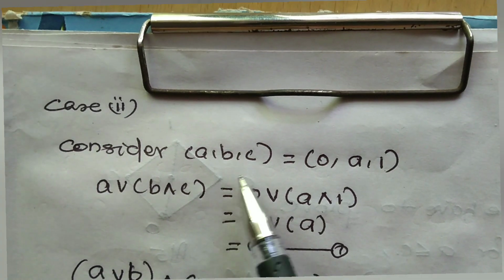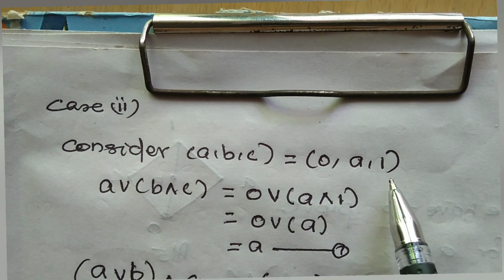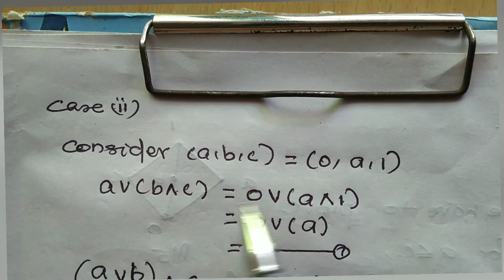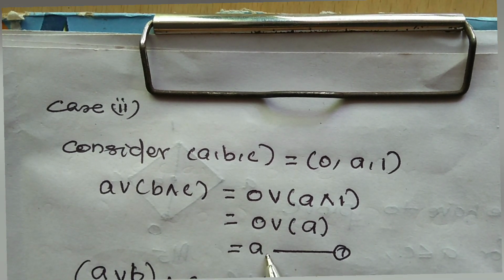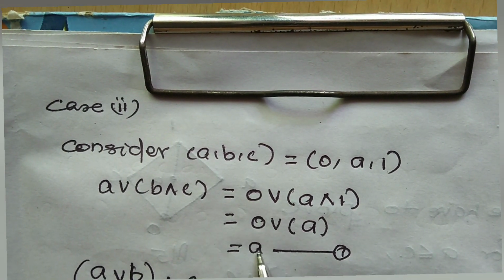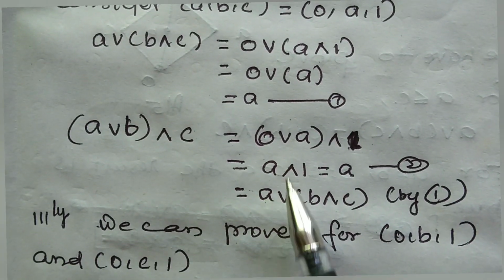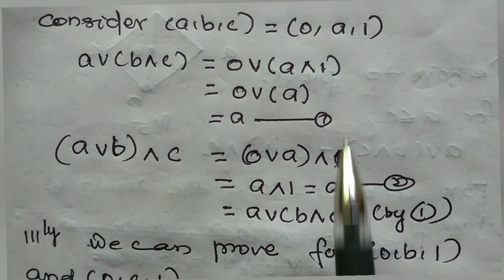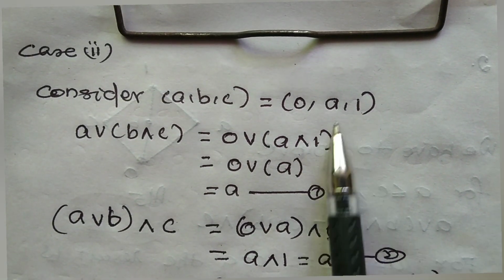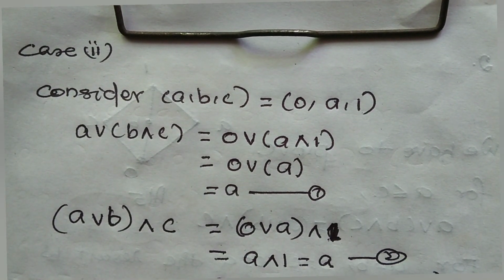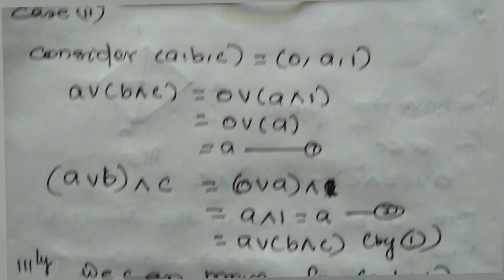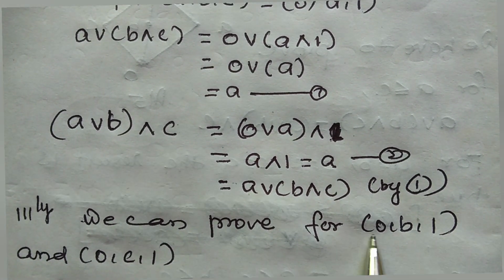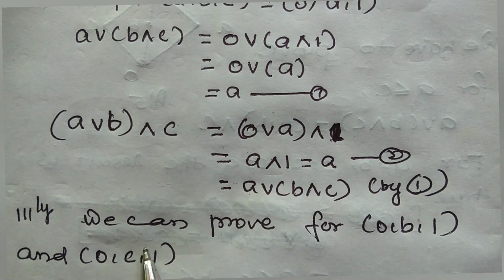Case 2: (A, B, C) is equal to (0, A, 1). That is, A is equal to 0, B is equal to A, C is equal to 1. In a similar case, we can substitute this, so we can get LHS equal to RHS. So here 0, A, 1. We can similarly put B instead of A, and C instead of A. So for these two cases, the result is true.